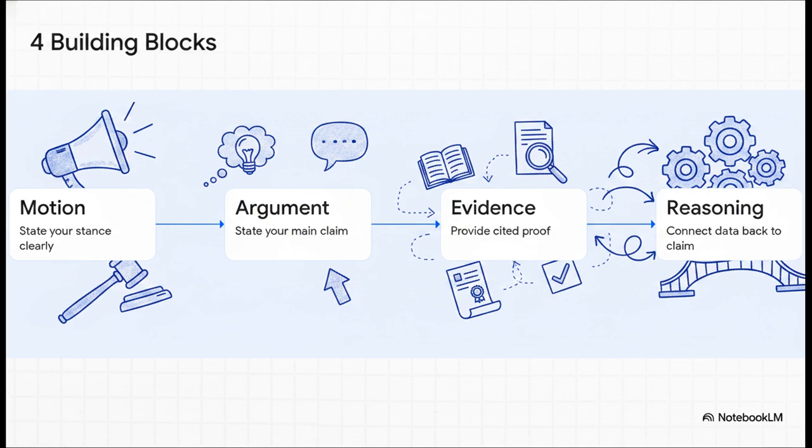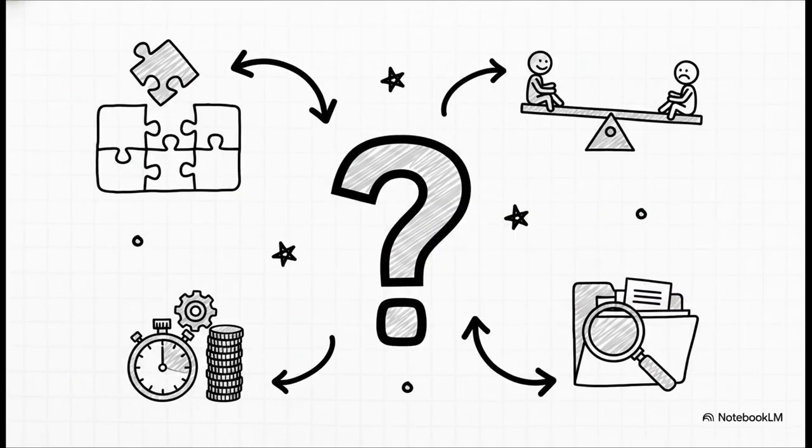Step 3, evidence. Provide your verifiable cited proof. And step 4, reasoning. Actually, really pay attention to this last step because this is where most students lose points. A statistic alone just isn't an argument until you explicitly explain why it proves your point. You must logically connect your data right back to your claim to truly persuade the room.